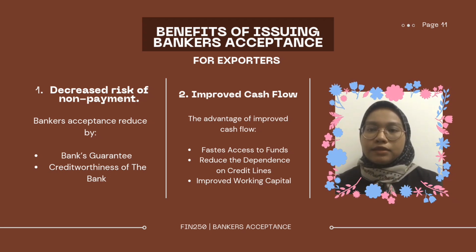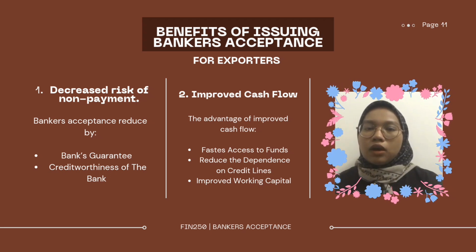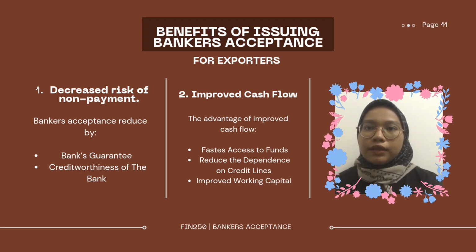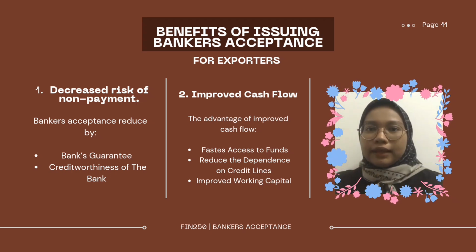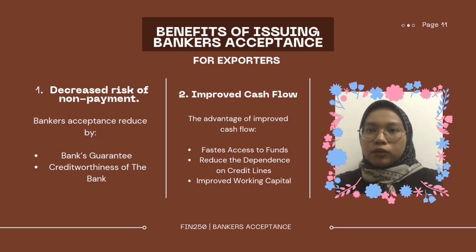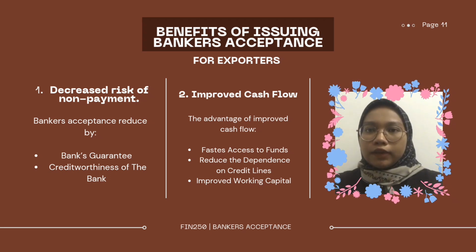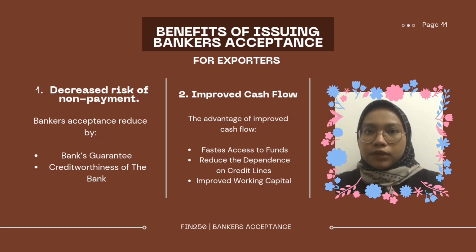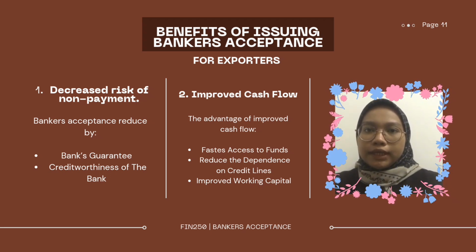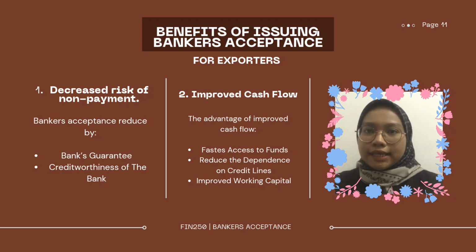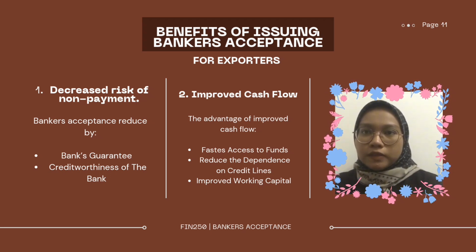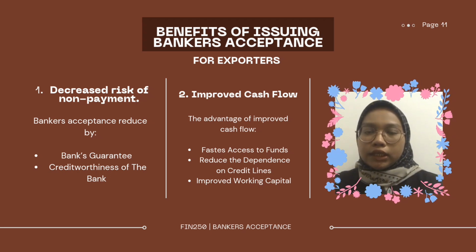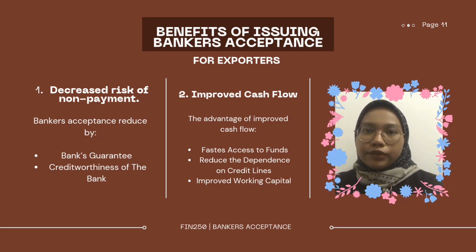Other than that is the creditworthiness of the bank. In general, the creditworthiness of the BA is considered equivalent to the credit rating of the issuing bank. The second benefit is improved cash flow. The advantage is a significant improvement in cash flow situation, such as faster access to funds, which can also be achieved by the exporter. In addition, it could reduce the dependence on credit lines.